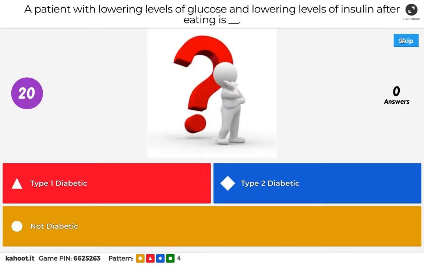So basically, after they eat, the blood sugar goes down and the insulin goes down. That's what the question's asking. So after they have dinner, their blood sugar goes down as well as the insulin goes down.